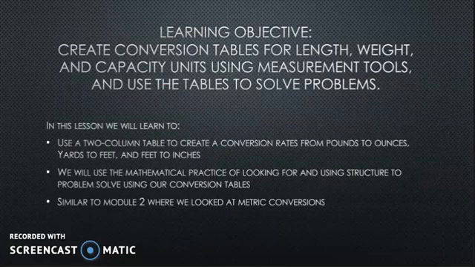Today, our learning objective is to create conversion tables for length, weight, and capacity units using measurement tools, and we're going to use those tables to solve problems. So what we're going to do is create a two-column table that has conversion rates on it to figure out how to change pounds into ounces, yards into feet, and feet into inches. We're also going to use a mathematical practice of looking for and using structure to problem solve within our conversion tables. And this is really similar to what you did in Module 2 when you looked at metric conversions.